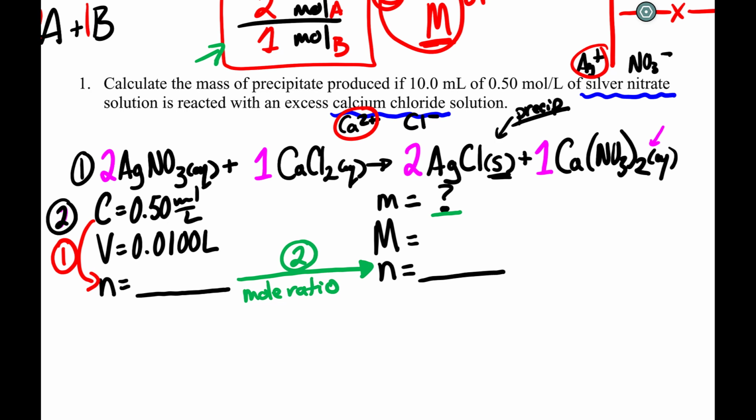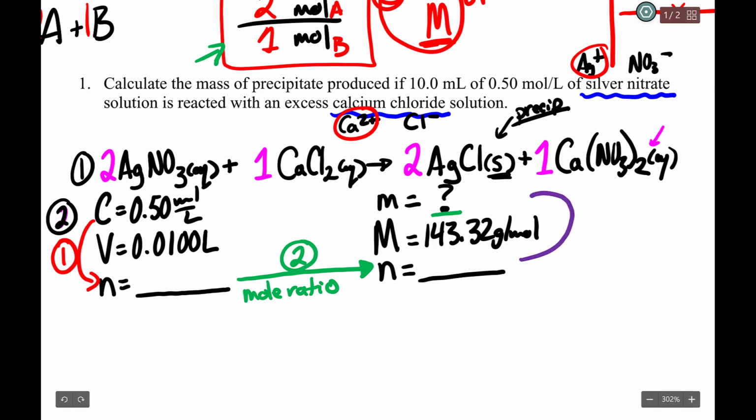Okay, so I got 143.32 grams per mole. So if I had moles and I had the molar mass, I could use those two things to calculate my mass of precipitate. So I'm going to use fractions and equations simultaneously. So what that would look like in step 3 would be moles is equal to mass times molar mass.